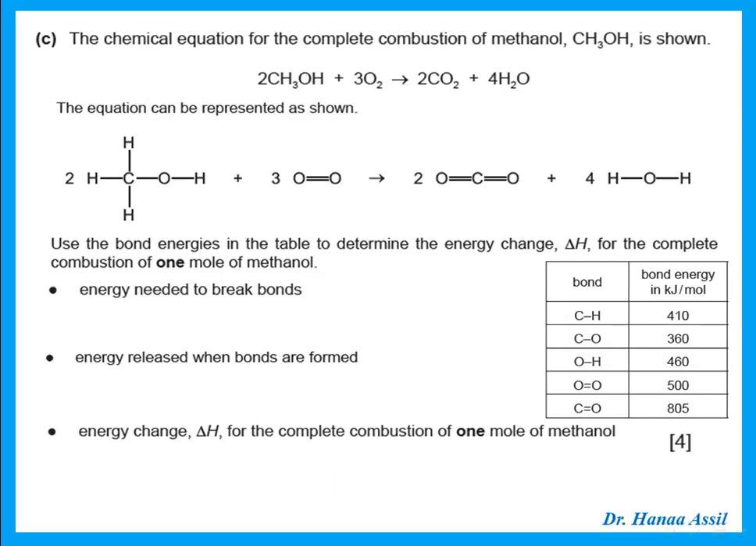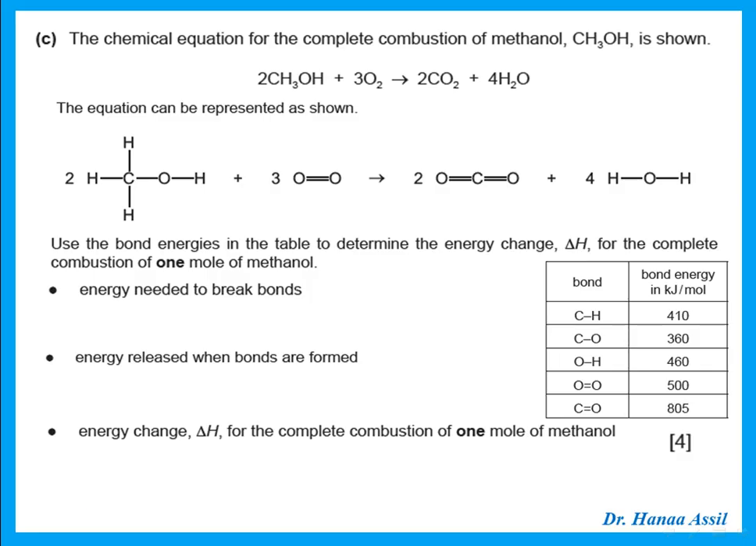The chemical equation for the complete combustion of methanol is shown, and he writes it out showing you all the bonds. And then he's saying use the bond energies in the table to determine the energy change for the complete combustion of 1 mole of methanol. If you look at the equation, he has 2 moles of methanol. So if I'm going to calculate the delta H for this reaction, I will have to divide it by 2 in order to get the delta H for 1 mole. So let's calculate it as it is for now.